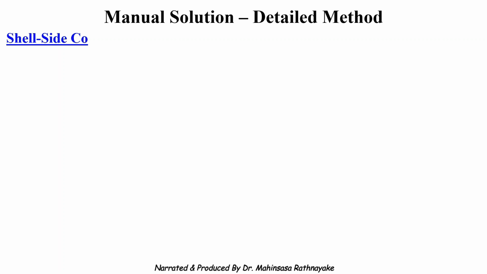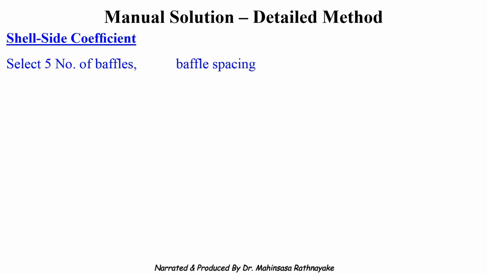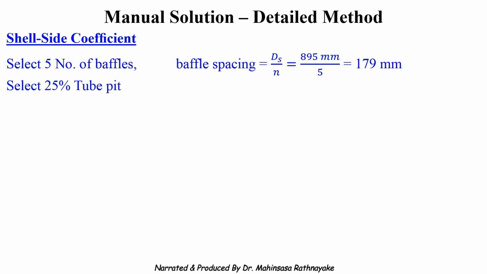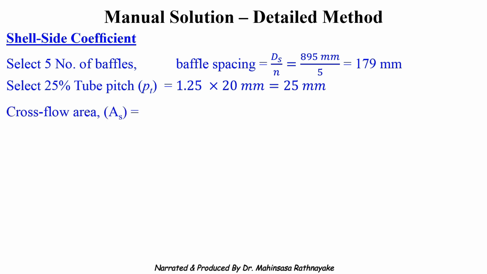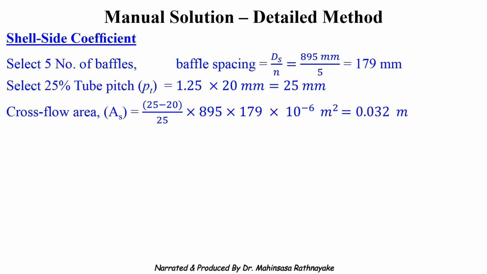Then, we should calculate the shell side coefficient. Let's select 5 numbers of baffles. Generally, we select baffle spacing as 1/5 of the shell inside diameter. So, we can obtain the baffle spacing as 179 millimeters. Select 25% tube pitch. So the distance between centers of two adjacent tubes becomes 25 millimeters. Cross flow area for the shell side fluid flow can be calculated as 0.032 square meters.